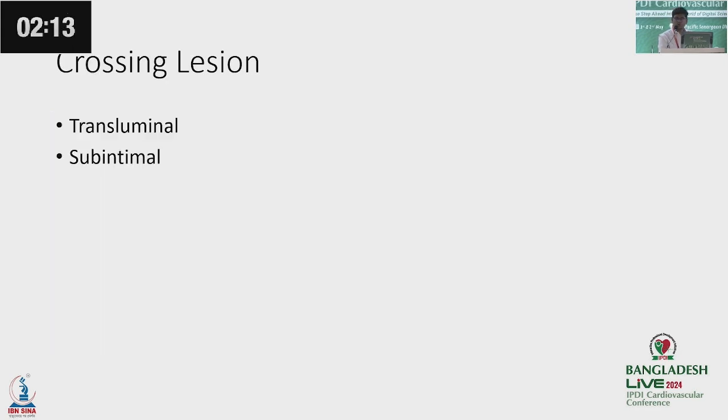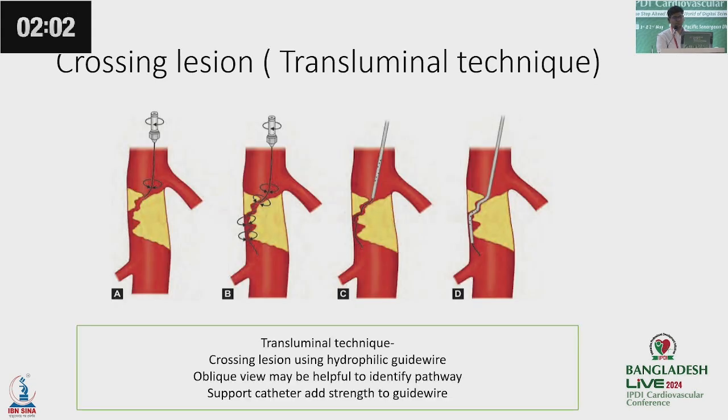So how can we cross a lesion? There are two ways you can cross a lesion. One is the transluminal, that is through the lumen, and the other is the subintimal, that is you pass the wire underneath the tunica intima. So in this transluminal technique, you cross the lesion using a hydrophilic guide wire.